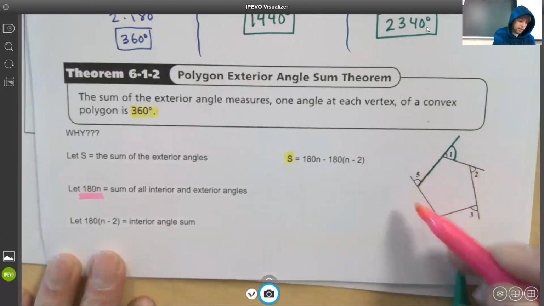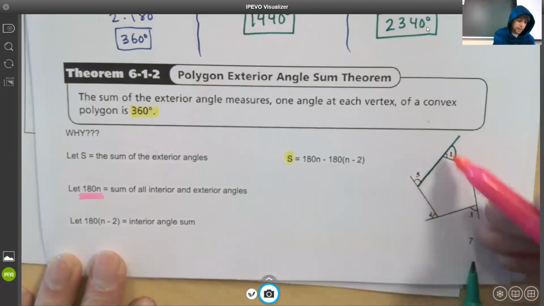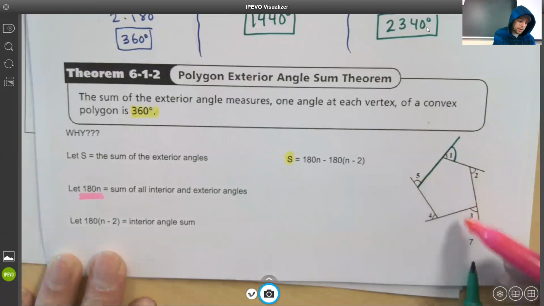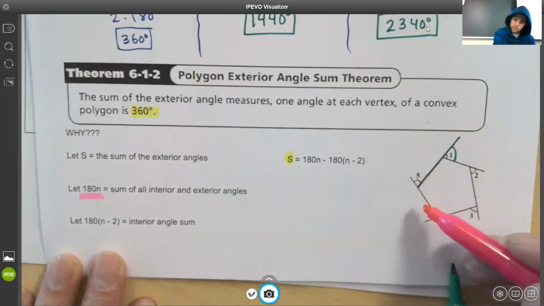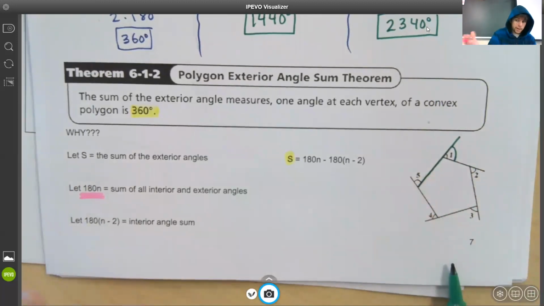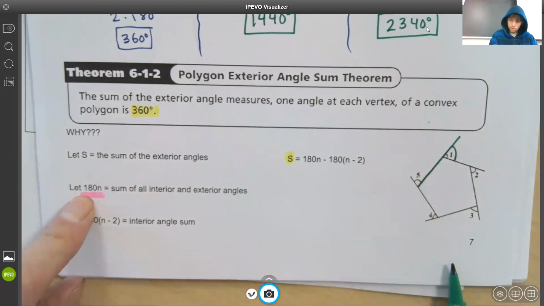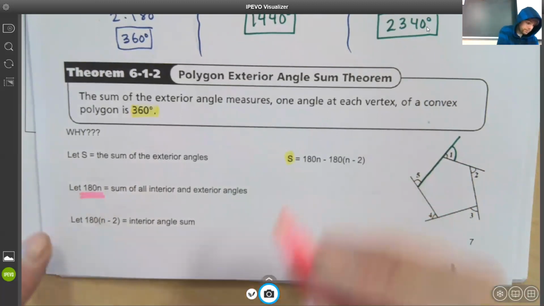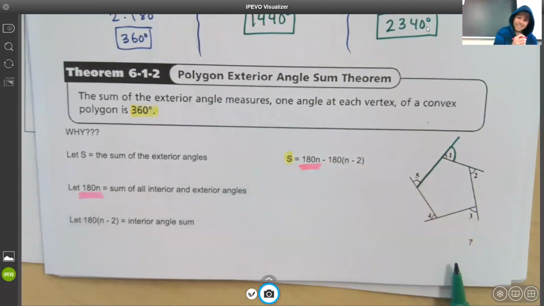So for this pentagon, there are 5 supplementary angle pairs here, right? And so however many sides there are, there's going to be that many. So this is all of them. This is all of the interiors and all the exteriors added together. Got to understand that. That's key.